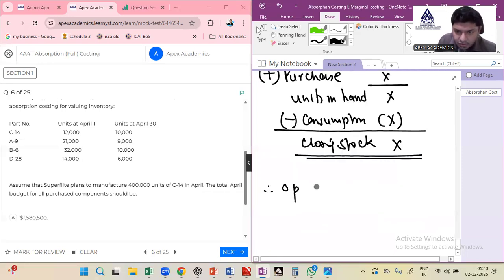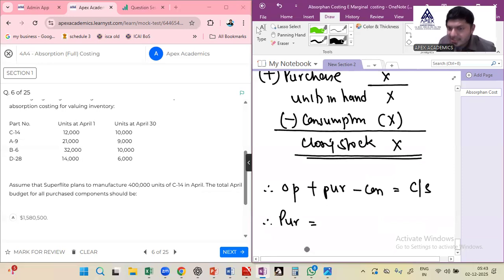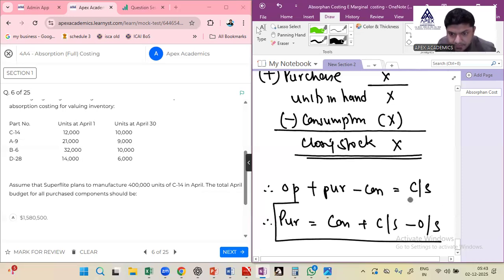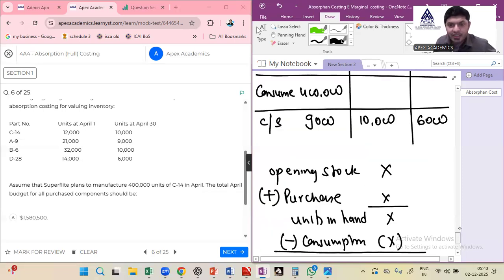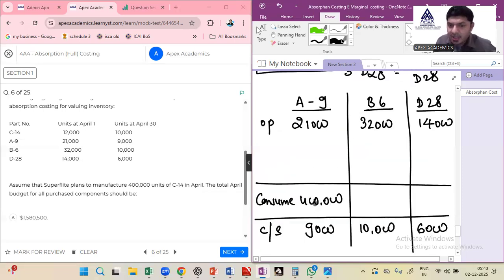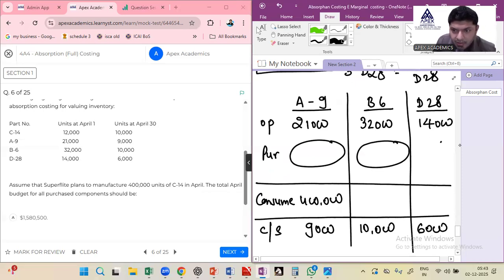Therefore, opening stock plus purchase minus consumption is equal to closing stock. Therefore, can I say that purchase is equal to consumption plus closing stock minus my opening stock. Here, my dear friends, I have my consumption, I have my closing stock. Obviously, what am I looking for? I am looking for my purchase.